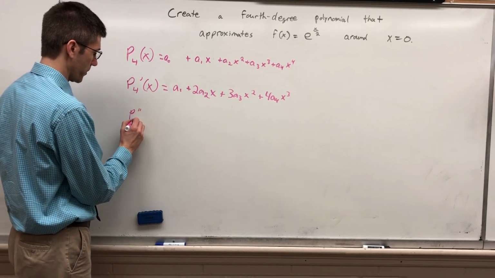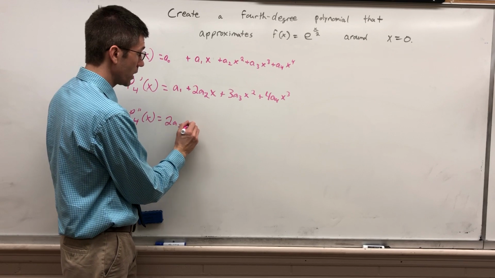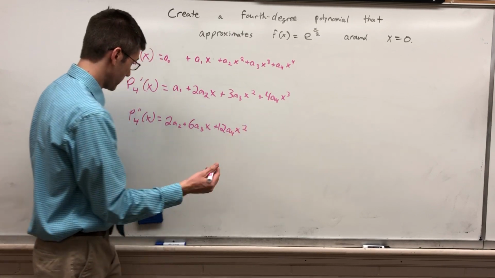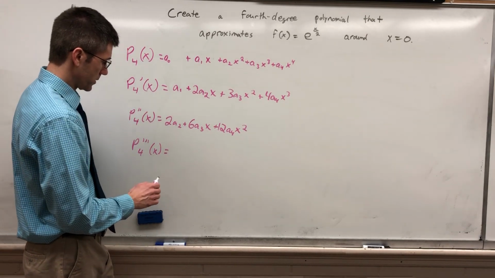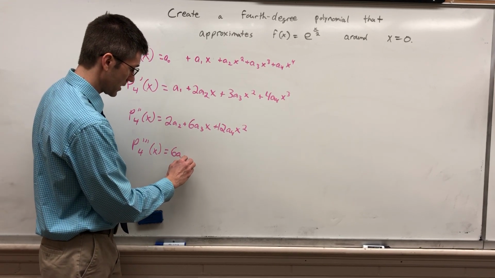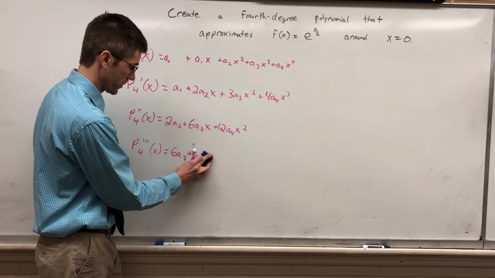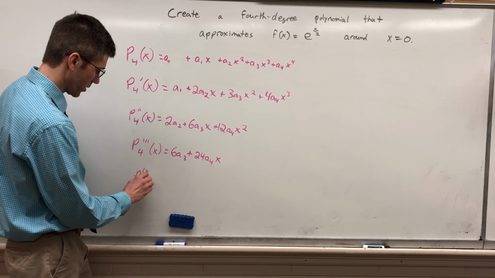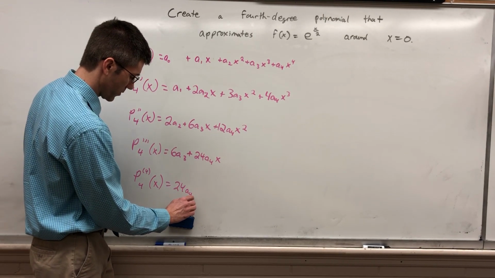So p double prime sub 4 equals, all right, that term goes away, 2a2 plus 6a3x plus 12a sub 4x squared. Okay, take the derivative again. P triple prime sub 4. That again is fourth degree polynomial. That's why we have the 4 there. This term goes away, and we have 6a sub 3, plus 24 a sub 4 x, and then the fourth derivative is 24 a sub 4.